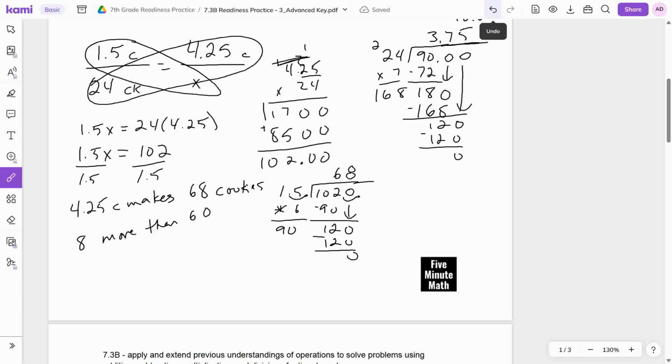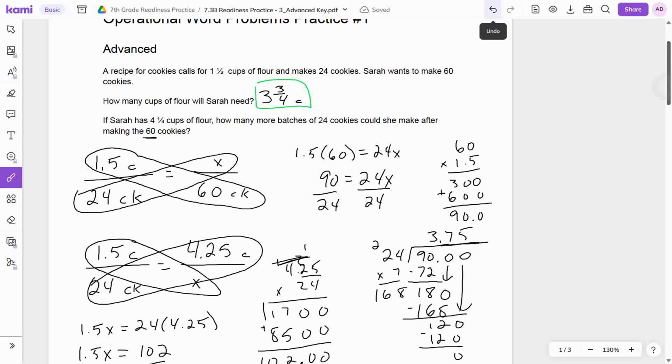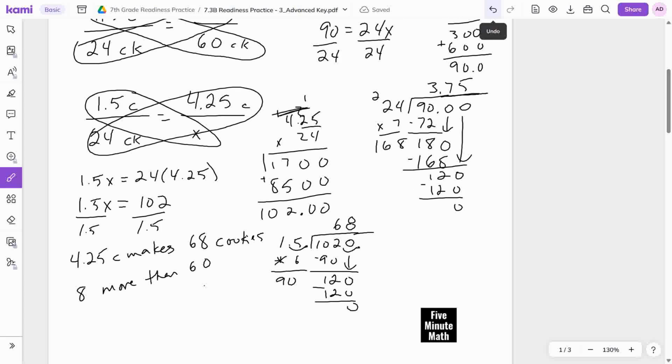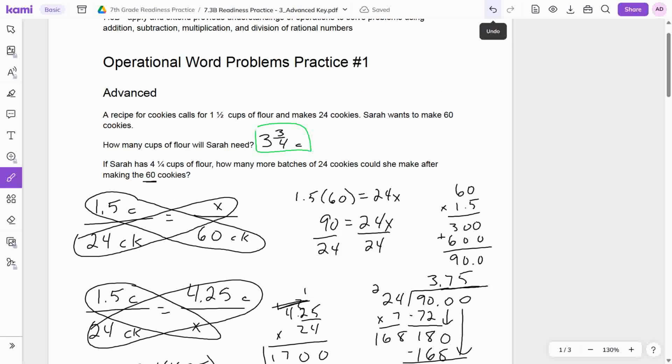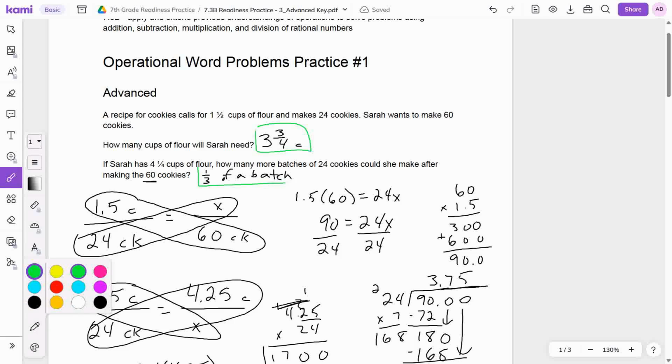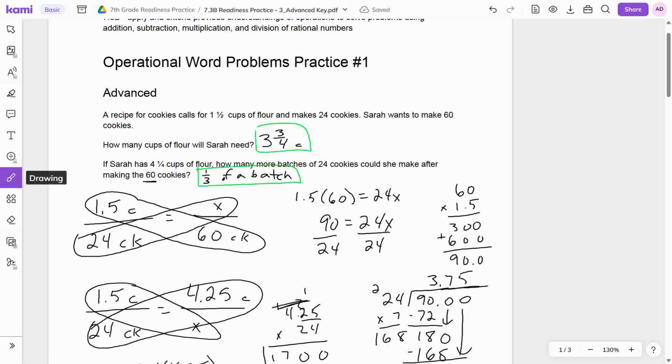So here's my question. How many more batches of 24? Well, she makes 8 out of 24. She didn't even make a full batch after that 60. She makes an extra 8 after the 60. So we can actually show our answer in simplified form as 1/3. So that was definitely a tricky one here. She can make 1/3 of a batch because it's only 8 more than that 60. So we'll kind of put that right there.